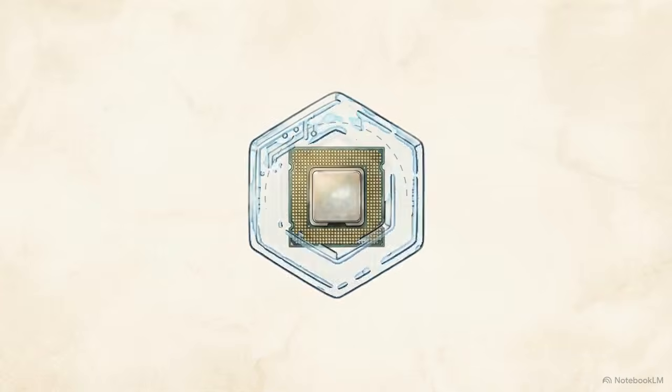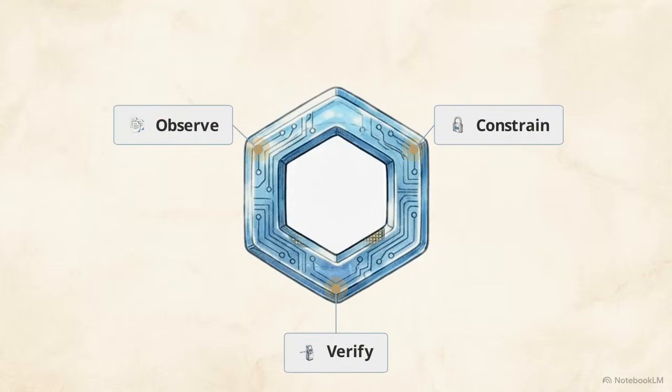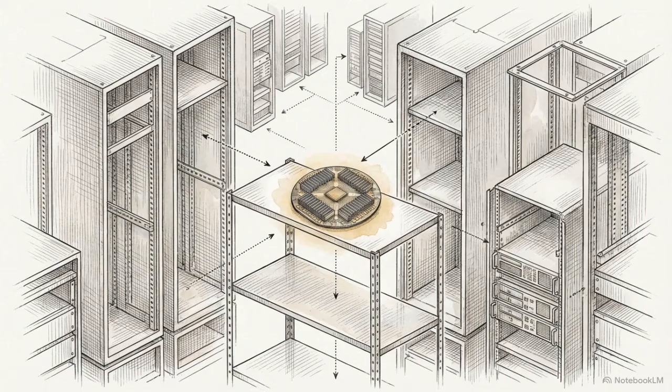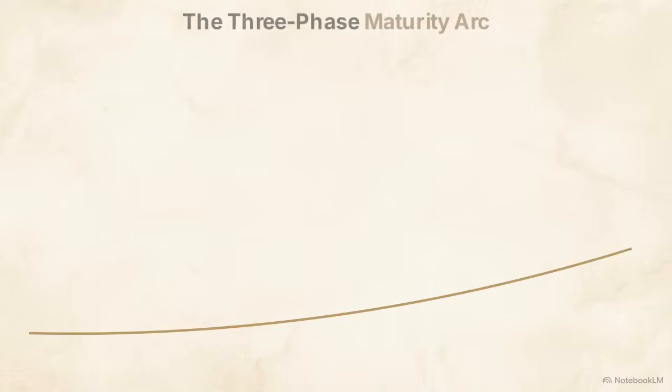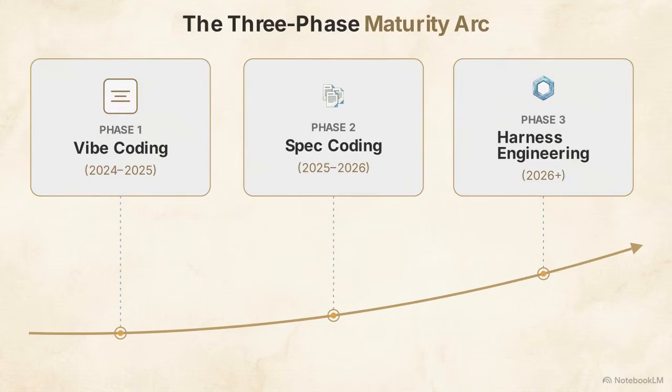The harness provides the runtime infrastructure that constrains, verifies, and observes the agent. The distance between a successful demo and a reliable deployment comes down to this missing layer. Without a harness, a team is essentially running a raw processor and expecting it to function as a managed, secure enterprise system. How human engineering teams work with AI code agents follows a distinct three-phase maturity arc.